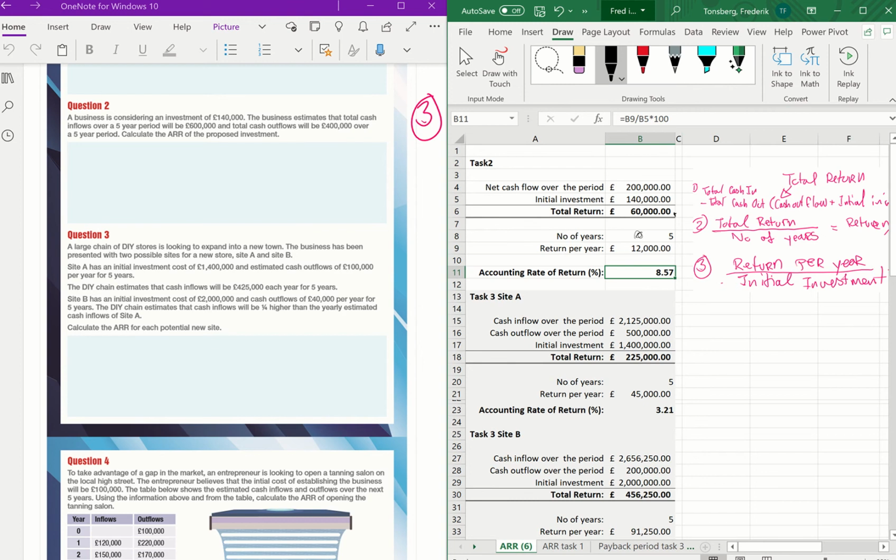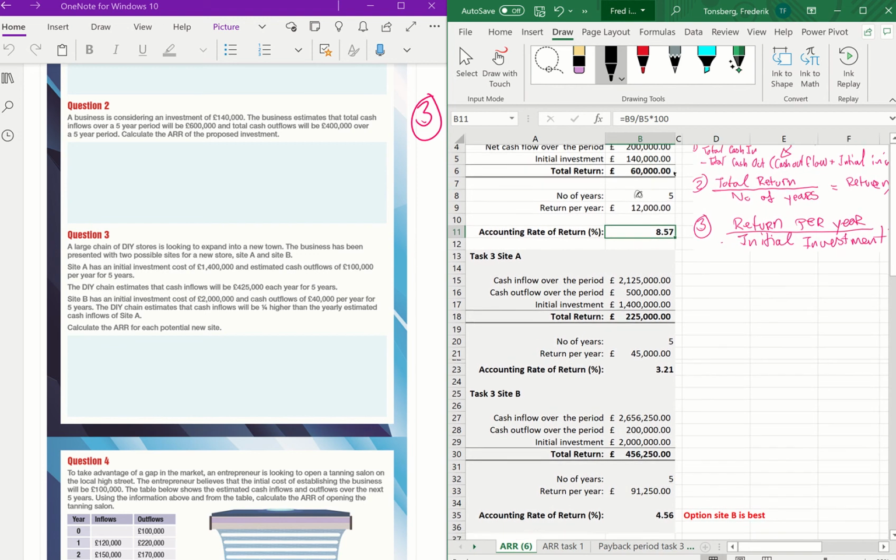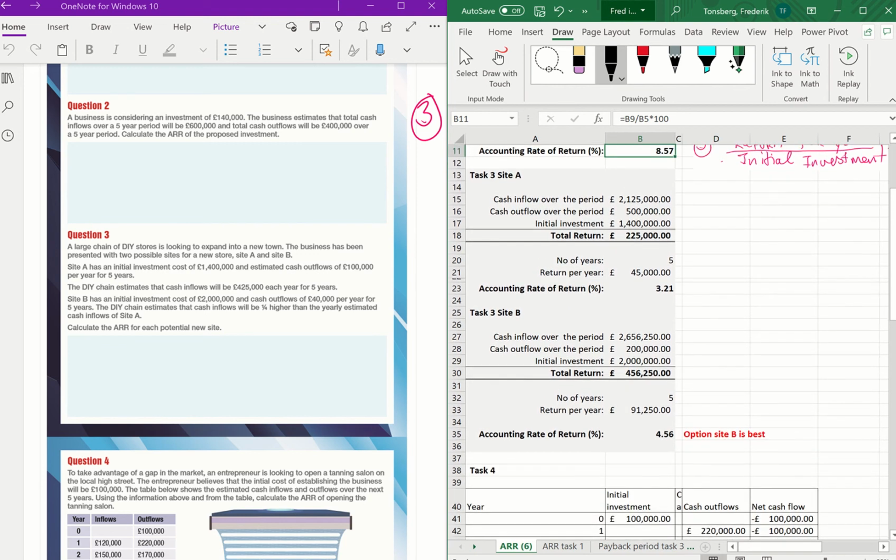But that might be a little bit too far. What we are focusing on here is that you should really be able to compare one project to another project, and then work out which has got the best return. Now let's try out question 3 over here. So question 3: a large chain of DIY stores is looking to expand into a new town. The business has been presented with 2 possible sites for a new store, site A and site B.